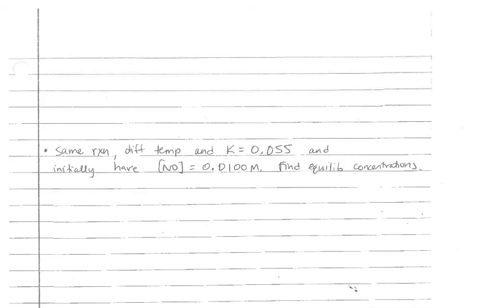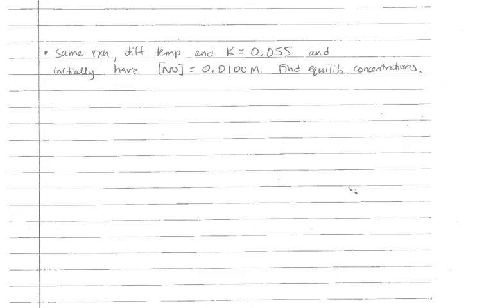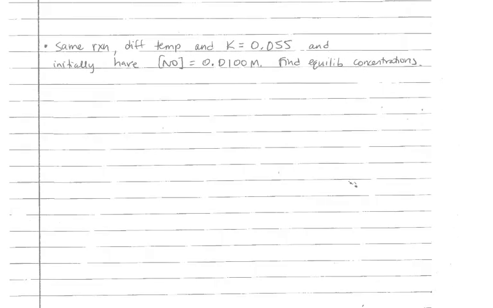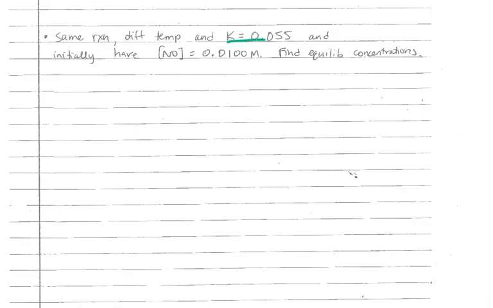So on to page 10. Same reaction, different temperature. And at a different temperature, we have a different value of K. Also, we're given different initial conditions. And this time, initially, we are given a concentration of NO. So let's rewrite this equation from the previous page. N2 plus O2 reacts to form 2NO. And initially, we set up our ice box, I, C, E.